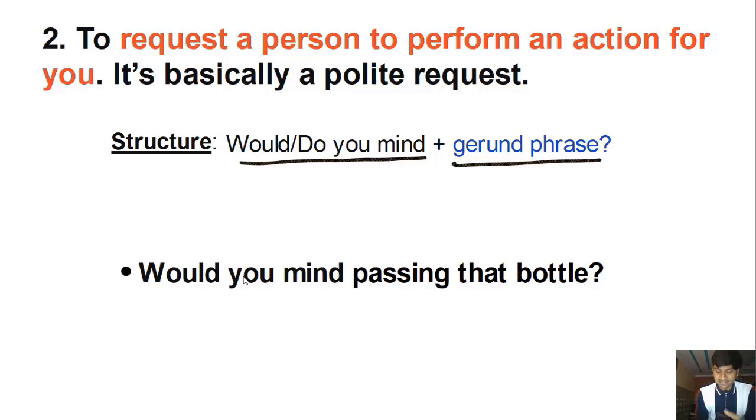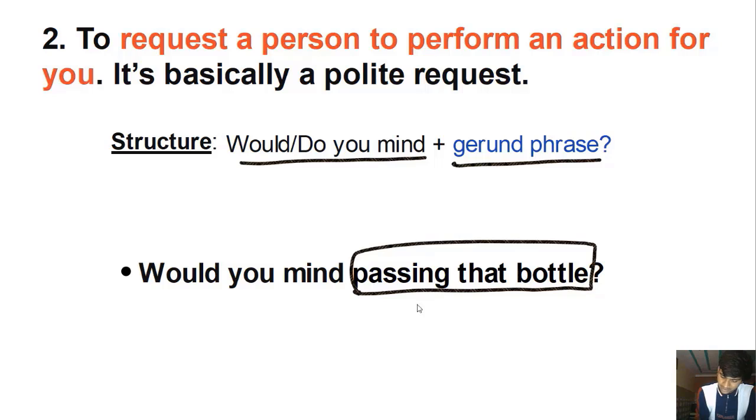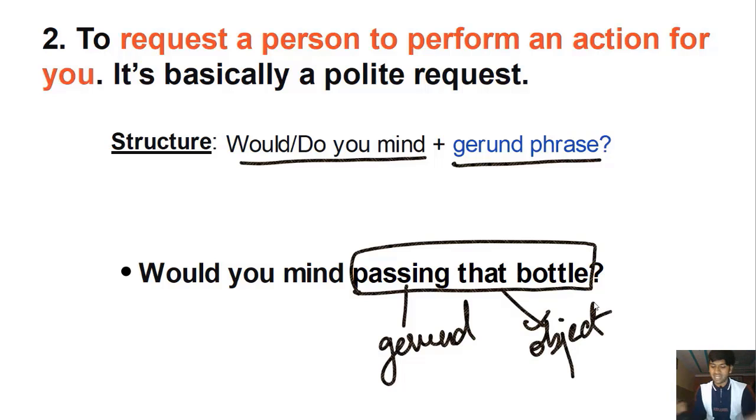All right. So look at this example and understand this. "Would you mind passing that bottle to me?" "Would you mind passing that bottle?" So "passing that bottle" is the gerund phrase. This is the gerund, passing, and this is the object of the gerund, that bottle. Passing what? That bottle. So you want the person to do an action for you. You are basically requesting somebody to do something for you. "Would you mind passing that bottle?"